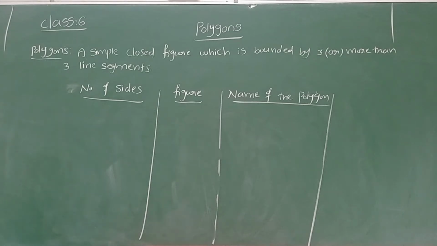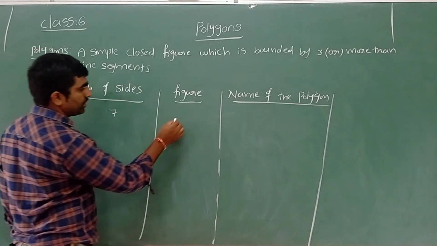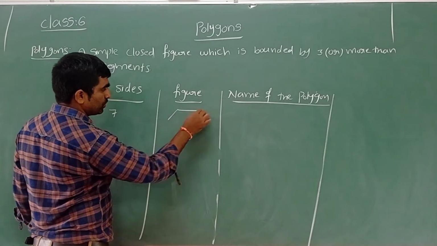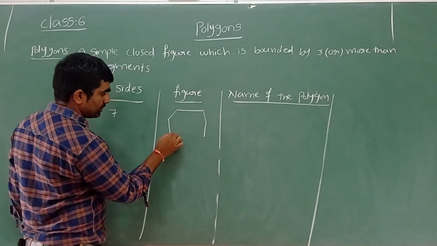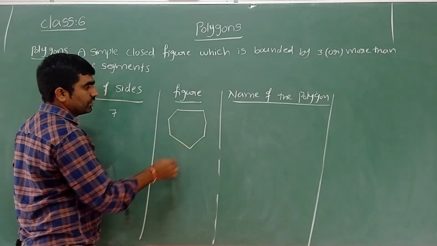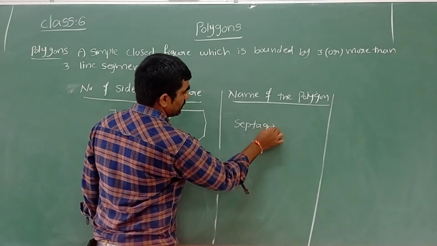Now let's see the calculation here. If a polygon has 7 sides, what can we draw here? One side, 2, 3, 4, 5, 6, 7. So it is called a septagon. What do we call it? It is called a septagon.